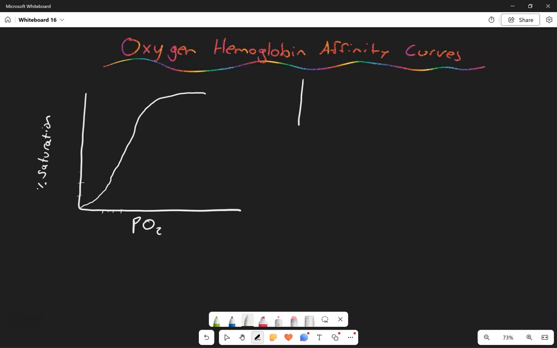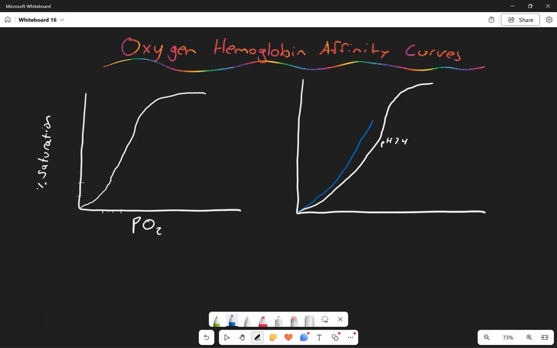Now, there are certain things that can alter this curve. So if we look at normal circumstances, we get a curve that looks something like this. Right? Now, if we alter the pH of the system, let's say that this here is at a pH of 7.4. Okay? If we make the system a little bit more basic, it's going to shift that oxygen hemoglobin affinity curve to the left, right? So this is at a pH of 7.6. If we make it a little bit more acidic, we're going to shift it over this direction, like so. So this is going to be a pH of 7.2, right?